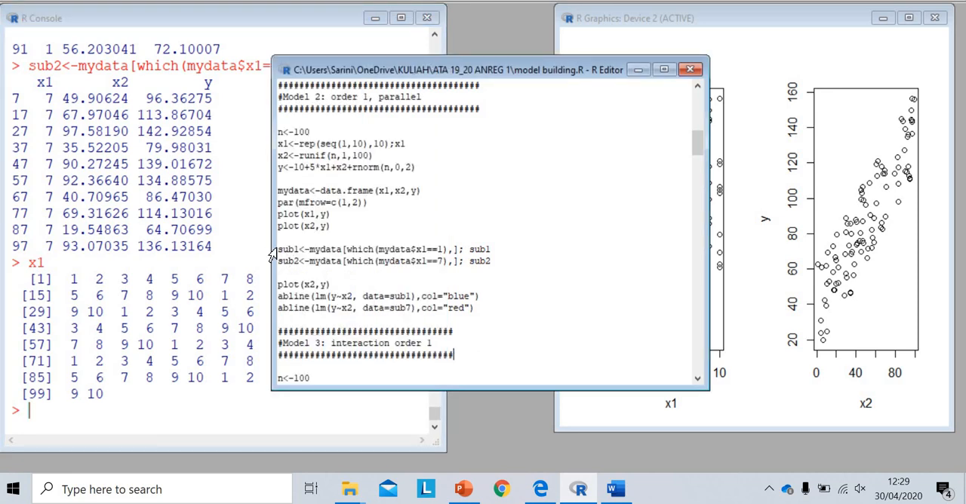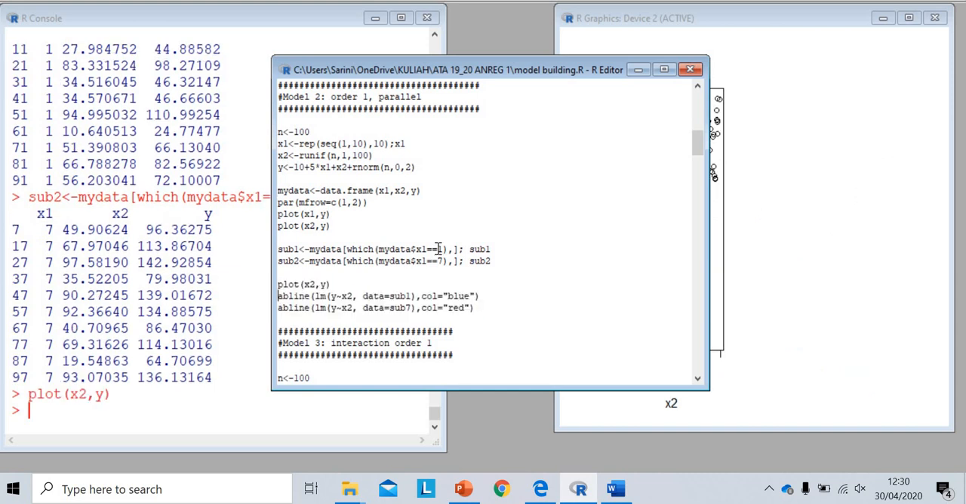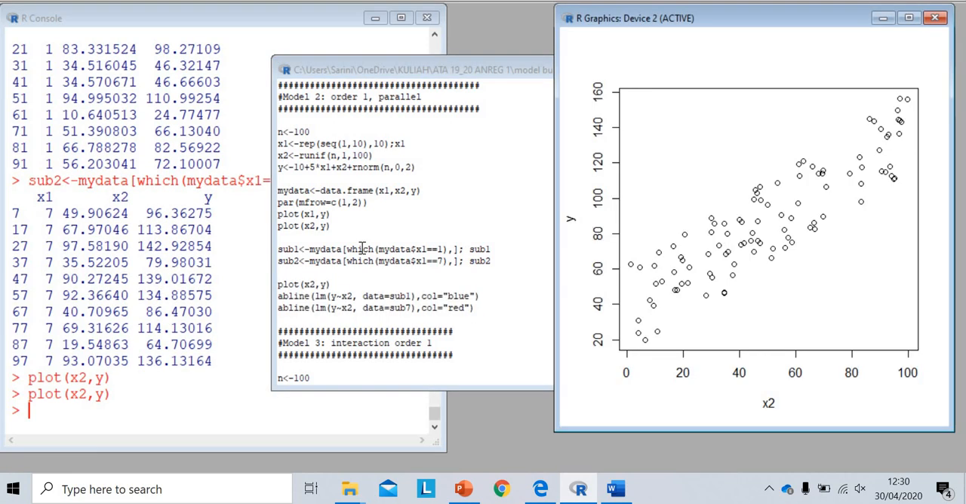For this case I just want to compare these two. What I am comparing is whether the effect of x2 on y depends on the level of x1 or not. That's why I choose those two levels, and here I do a plot of x2 and y.